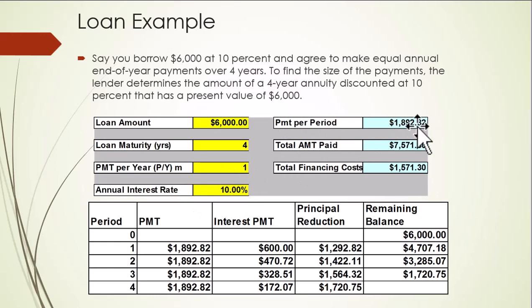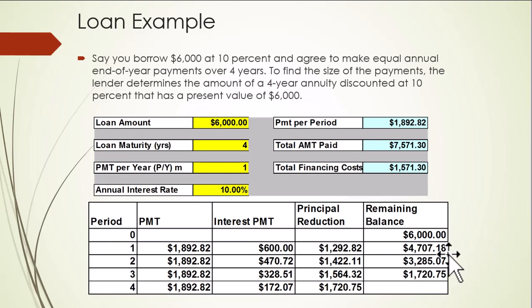The payment is $1,892.82. The amortization schedule that's found in this spreadsheet basically says what? The first payment, you make $1,892 at the end of the first year. $600 of that was interest. $1,292 was principal, which means now you only owe $4,707.